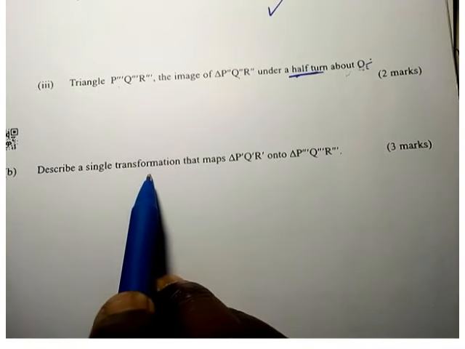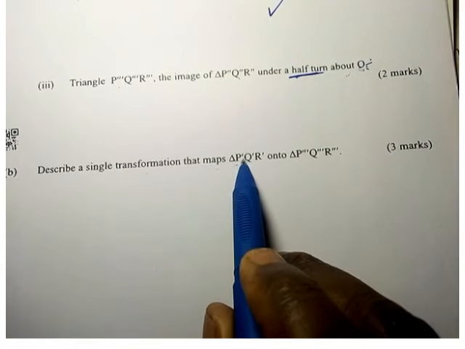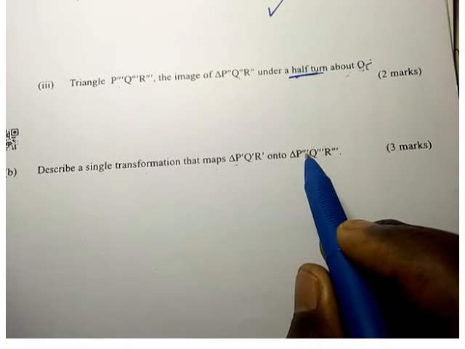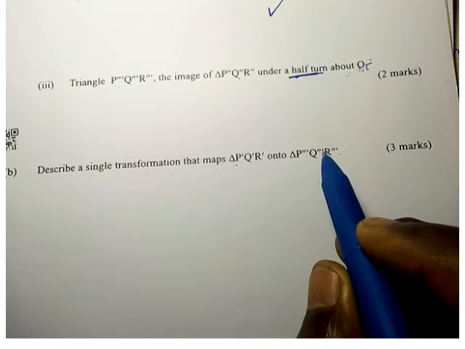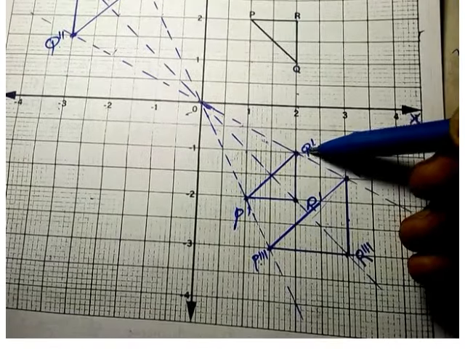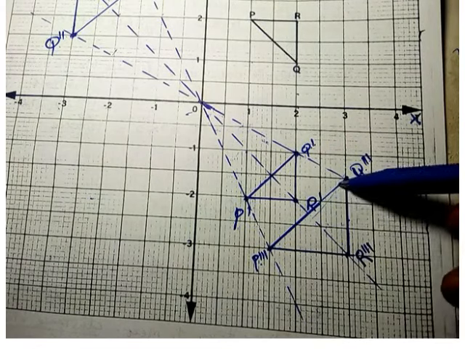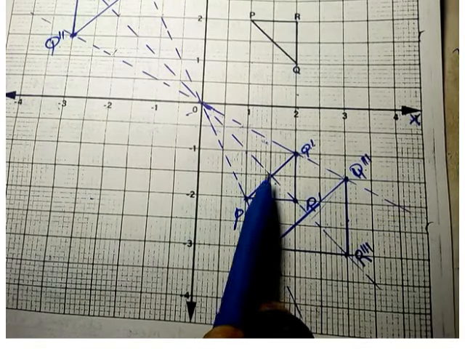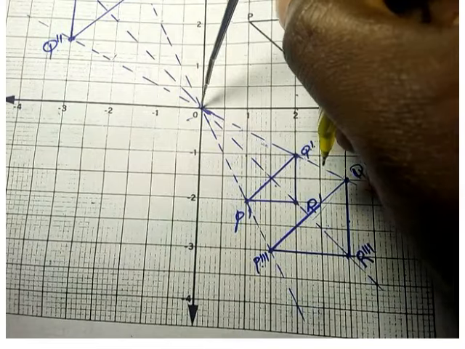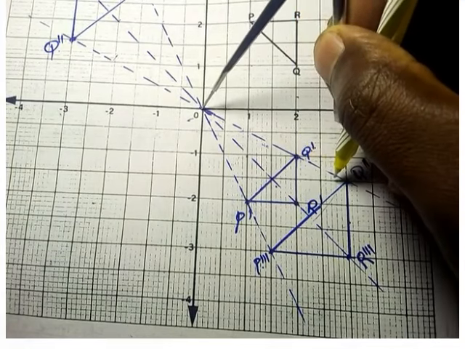Describe a single transformation that maps triangle P prime 1, Q prime 1, R prime 1 to P prime 3, Q prime 3, R prime 3, a single matrix. So we look at this one. So which one will translate this one up to this one? It is an enlargement. You can see it is an enlargement. But this one, it is a positive. So when you measure the distance from here up to here, that's one. And from here up to here, it is 1.5.